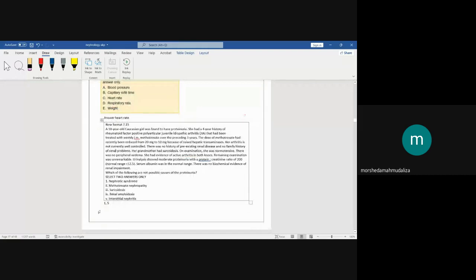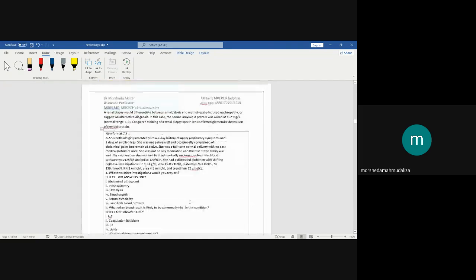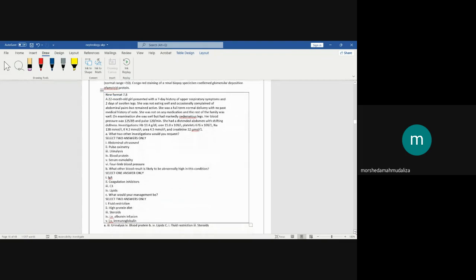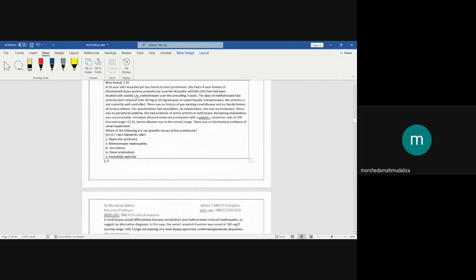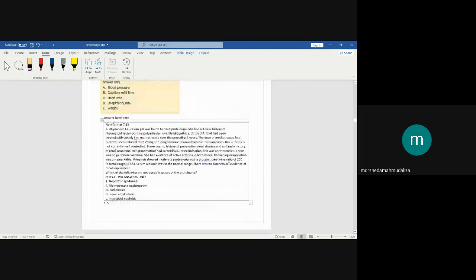So I think here I didn't write the 1-5, but the answer would be interstitial nephritis and also renal amyloidosis. Okay, so it is complicated. If you go through the 7.15, you will get these things. The learning point is that a normal albumin level excludes nephrotic syndrome. It is written that serum albumin was in the normal level, but protein creatinine ratio was high. So proteinuria due to interstitial nephritis or amyloidosis could be there.